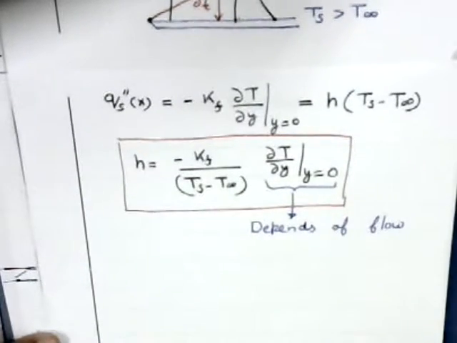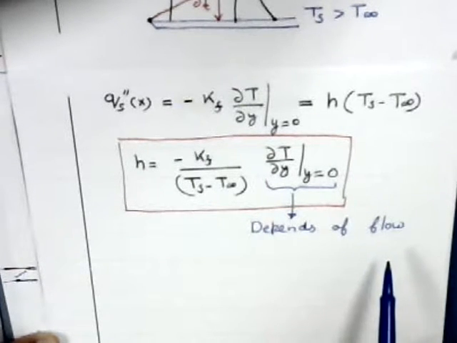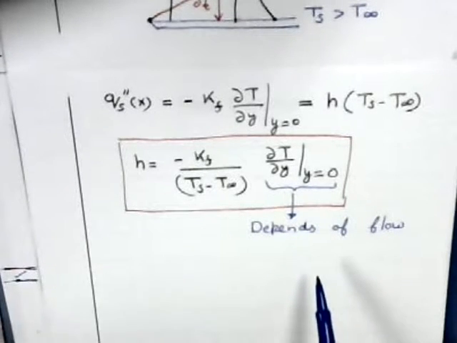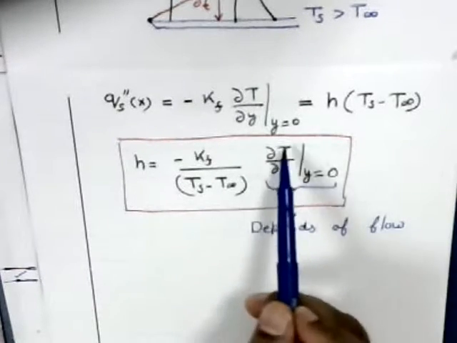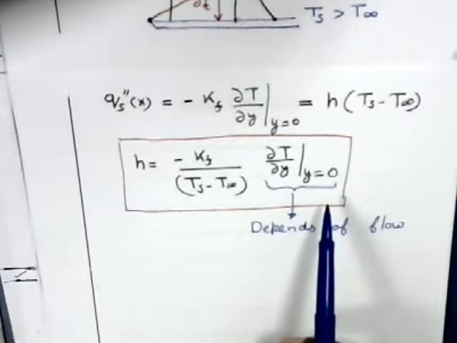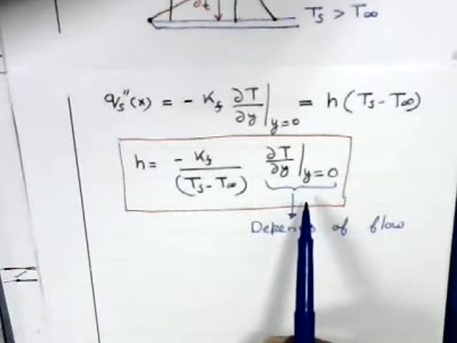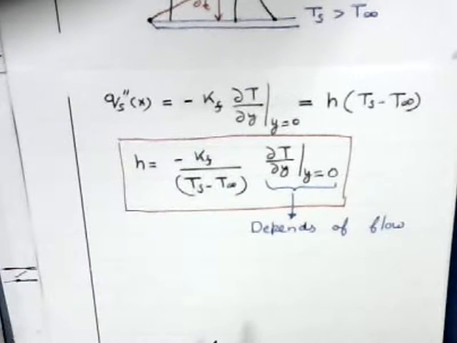So it is going to depend on the velocity, say density of fluid, its viscosity, and other parameters, thermal parameters like specific heat. So it is going to depend on all those things. So the discussion so far is to make you understand that this temperature gradient, this is the temperature gradient in the wall at the boundary. It is very, very important. This is what is going to determine the convection coefficient.